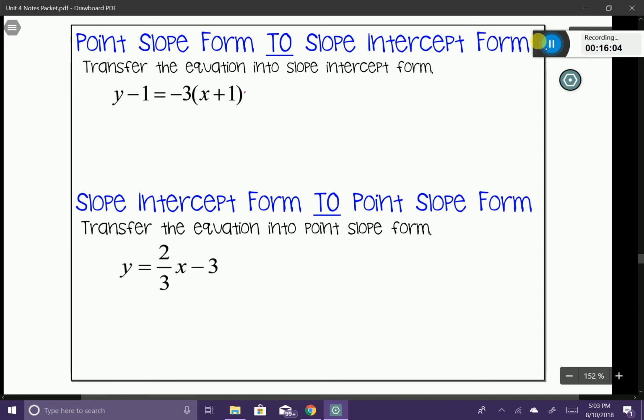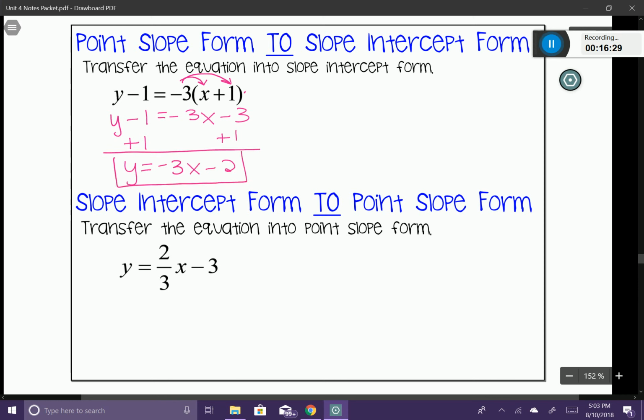I'm going to start by distributing my -3 into my x and into my 1. That's going to leave me with y minus 1 equals -3x minus 3. I'm going to finish it off by adding 1 to both sides. And when I do that, I'm going to get y equals -3x minus 2. This right here is the slope-intercept form of the equation that we began with. So these two lines that I pointed to here, they both will create the exact same line on the coordinate plane, which is kind of cool.